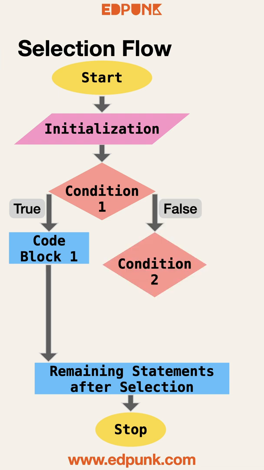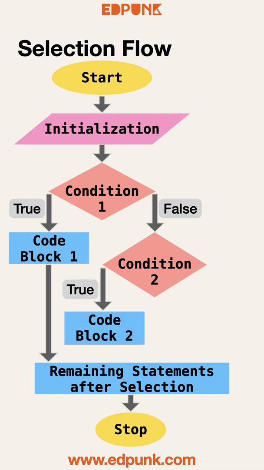Alternatively, in case test condition 1 is not satisfied and it returns false, then we may or may not test for another condition. In this case, we will go ahead and test for another condition, condition 2. In case condition 2 is satisfied, code block 2 is executed. In case there are any remaining statements which are outside the selection statements, they are executed, post which the execution stops.